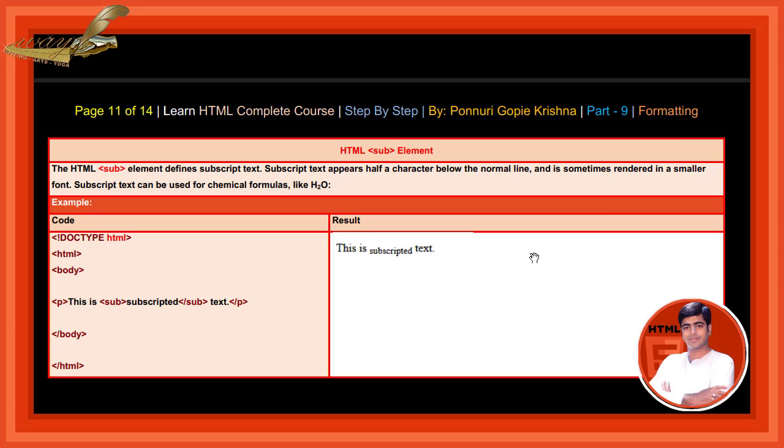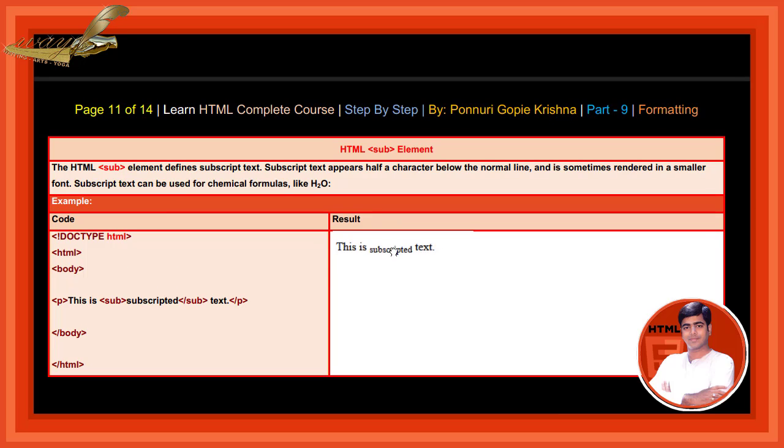HTML sub element. The HTML sub element defines subscript text. Subscript text appears half a character below the normal line and is sometimes rendered in a smaller font. Subscript text can be used for chemical formulas like H2O. See here we used sub before subscripted. See this is subscripted text. The result printed this.